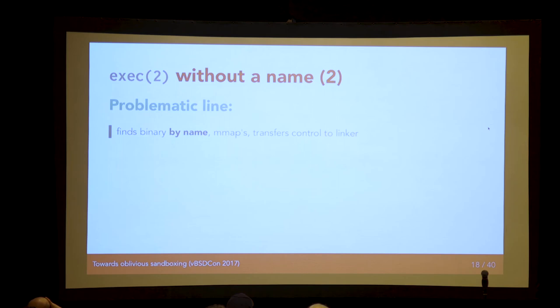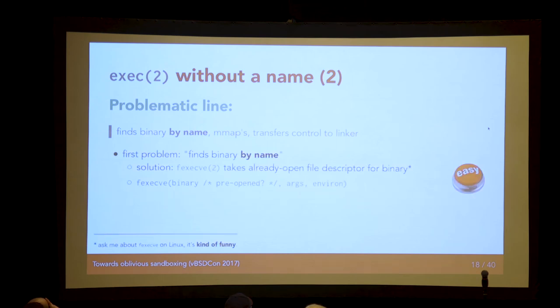All right, so problematic. What is problematic about this line? Hint, it's the highlighted portion. What's problematic about the fact that we're finding the binary by name? Yeah, global namespace. In order to get at that binary, we're going to have to go out to some kind of global namespace, like the file system, and say, please go get me /usr/lib/bin/zsh, or whatever. /usr/local/bin/zsh. So the first problem is we're going to find that binary by name.